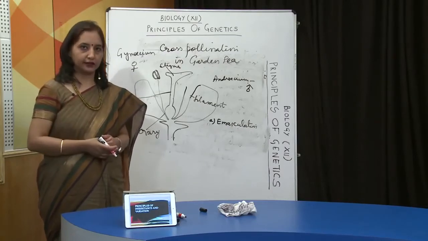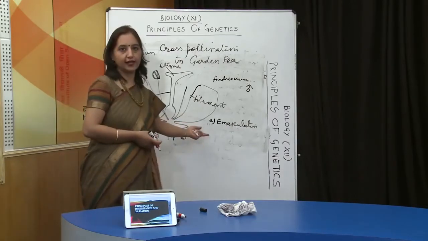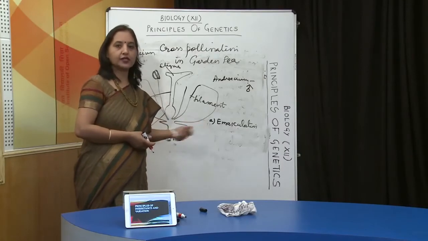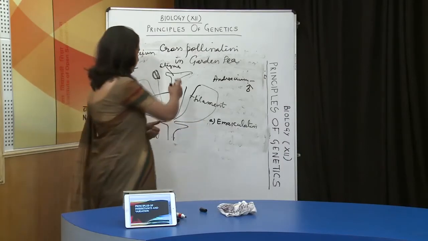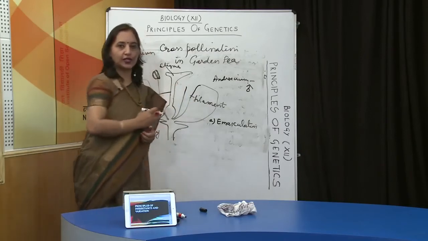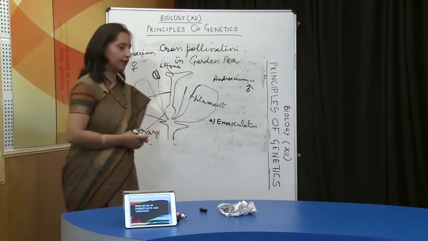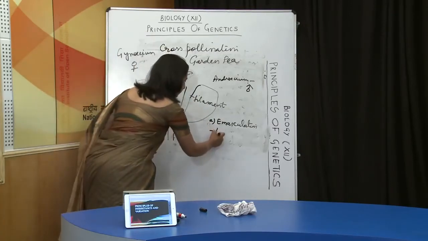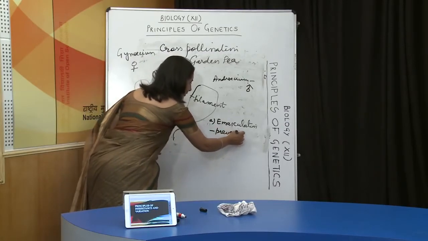Now why was it done? It was done to prevent self-pollination. So the very first step towards cross-pollination was to cut the anther at a very young stage, and this step is called emasculation, and this was done to prevent self-pollination.